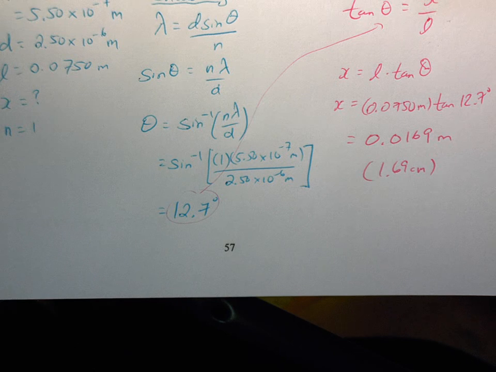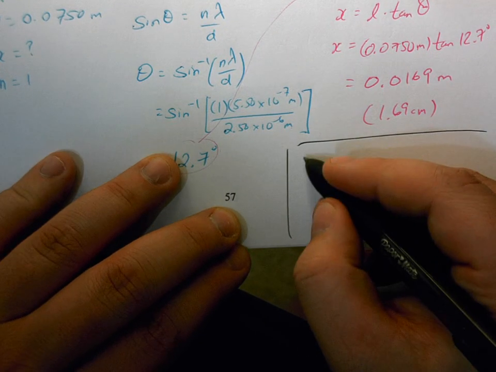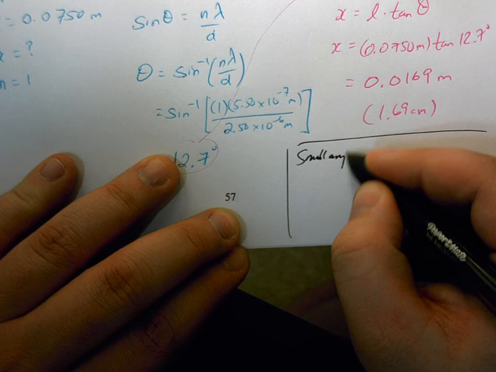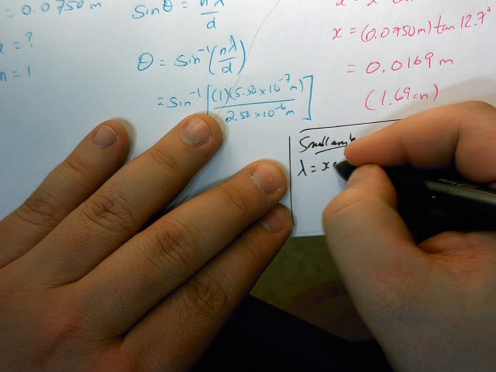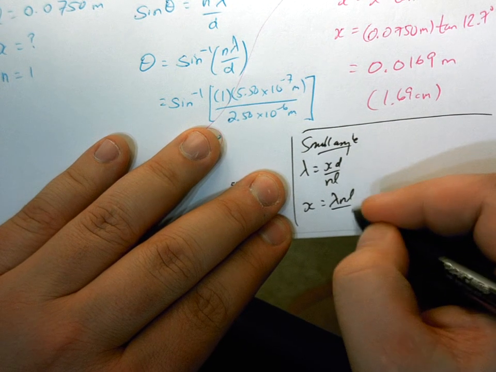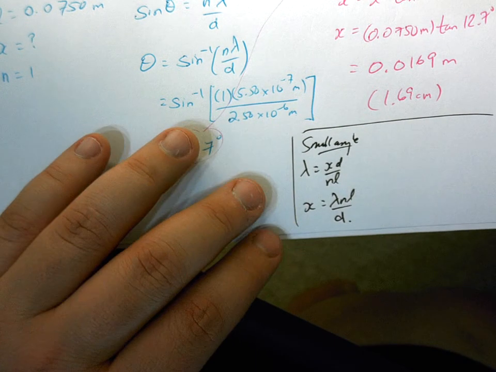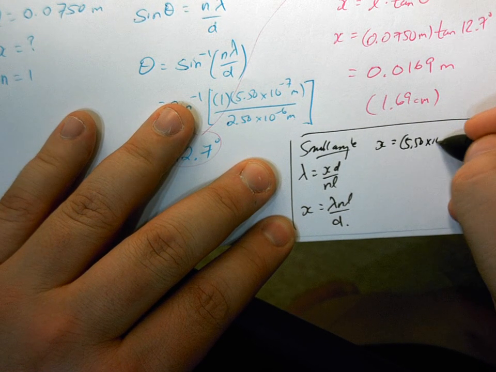So you might ask, why are you doing this in the small angle approximation? Again, we're just trying to show you how they try to bait you into using the small angle equation when it's actually not proper to do so. So I'm just going to show down here what happens if we use the small angle approximation. Obviously this is not something you would be writing down because it's not correct to use this. But we know lambda is equal to xd over nL, so x is going to be lambda nL over d.